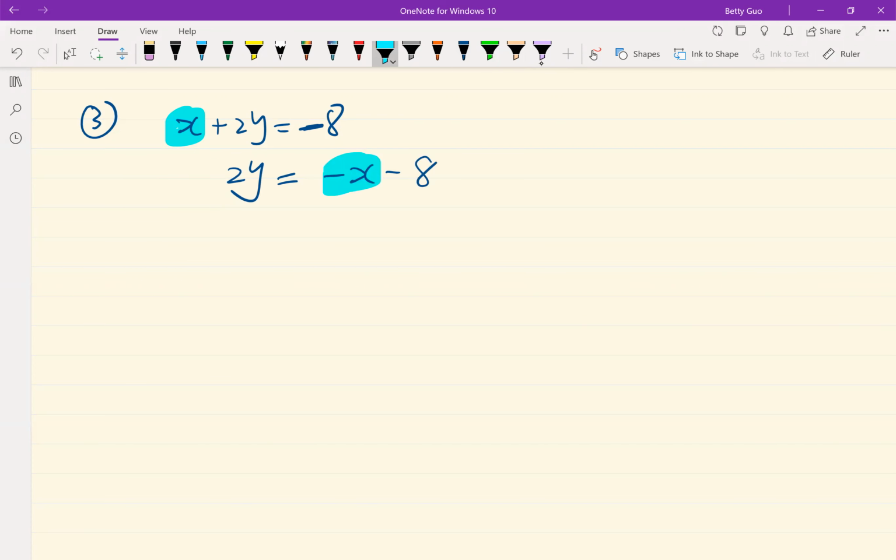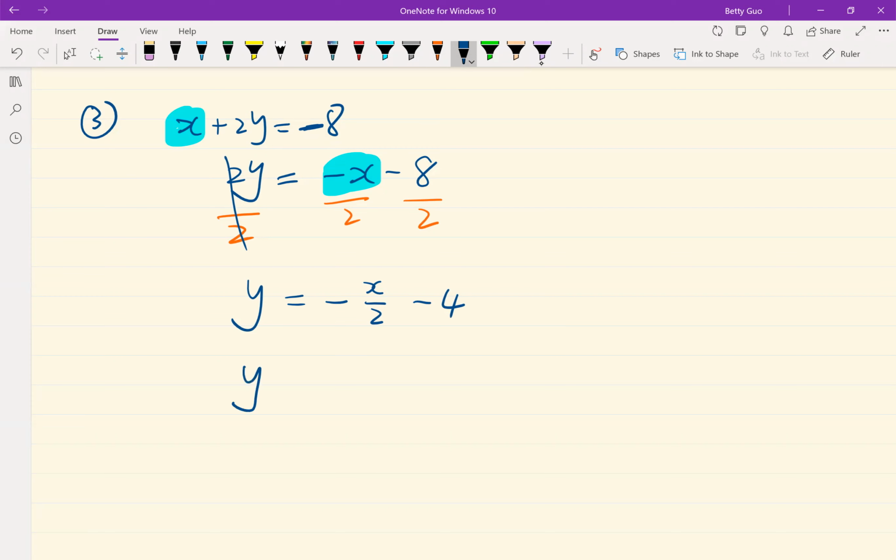And to isolate the y, you have to get rid of the coefficient 2. So you're going to divide everything by 2. Divide this by 2, divide this by 2, divide this by 2, right? You have to treat everybody in the equation the same way. On the left, 2 over 2 is 1, so we have a y isolated. On the right, we have a negative x over 2 minus 4, right?